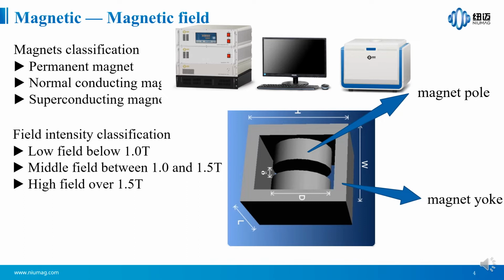No matter the type of the magnet and the intensity of the magnetic field, the function magnets provide is to provide a balanced and stable magnetic field environment. This is very important. The magnetic field uniformity is a very important technical indicator for relaxation analysis, magnetic resonance imaging, or spectroscopy.